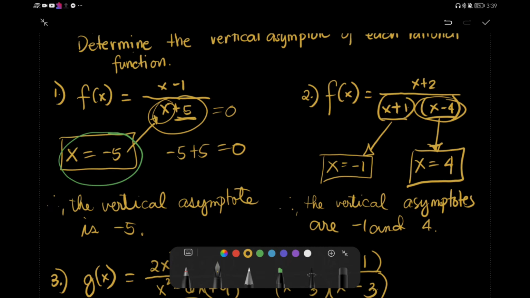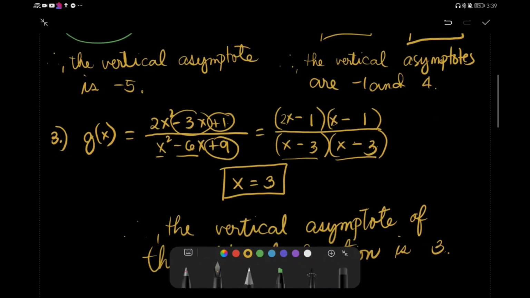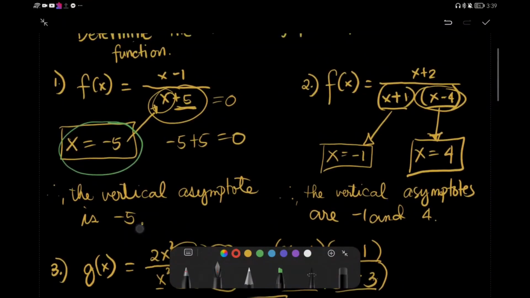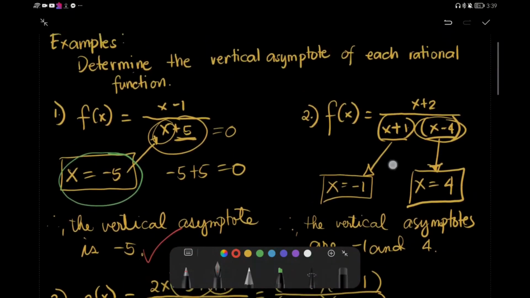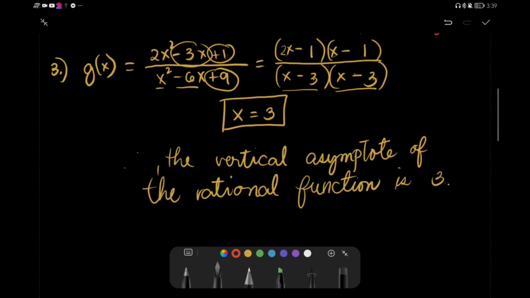Now, for number 1, we have negative 5 minus 1, that is negative 6. Therefore, the numerator is not 0. So, all our answers are correct. For number 1, we have negative 5. Number 2, we have negative 1 and positive 4. And number 3, we have positive 3, which is correct.